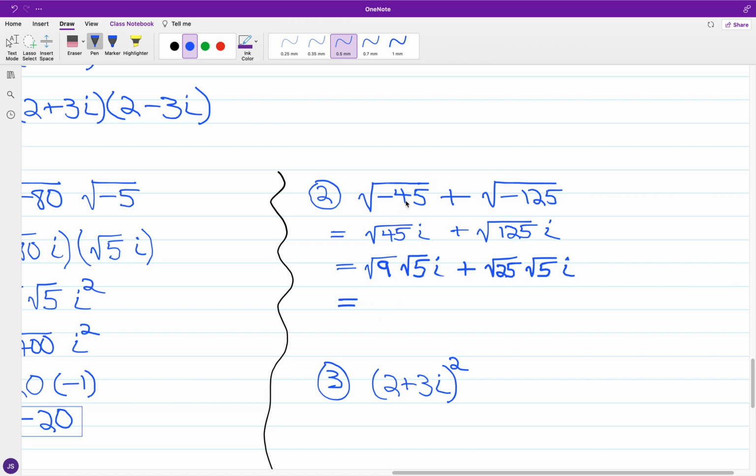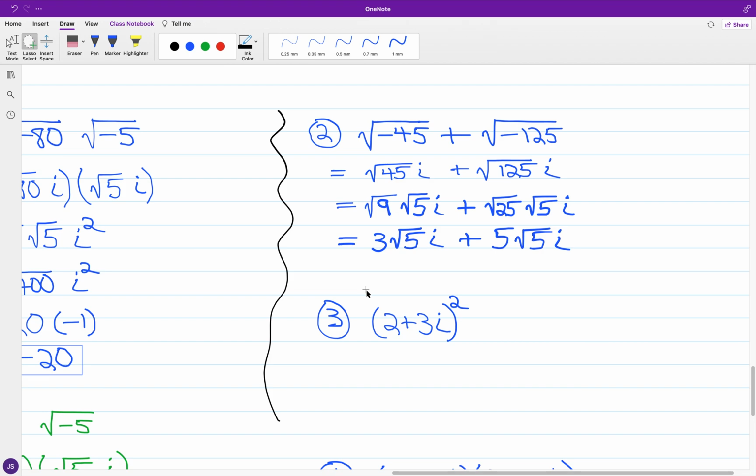So the square root of negative 45 is going to become the square root of 9, which is 3, times the square root of 5 times i. And for the square root of negative 125, having expressed it in terms of the letter i, we have the square root of 125, and this will become 5 times the square root of 5 times i.